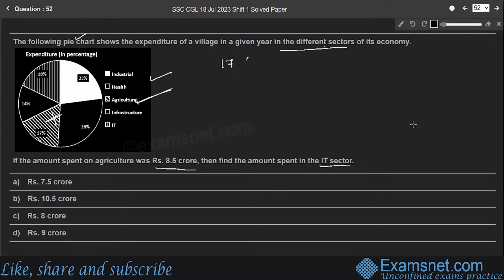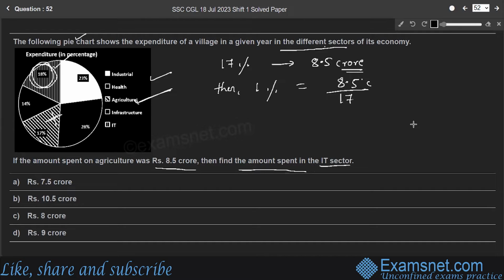Therefore, we can write 17% means 8.5 crore, right? Then what is the amount spent in the IT sector? So what is 18%, right? So what is the amount spent in the IT sector? So if 17% is nothing but 8.5 crore, then what is 1%? Then 1% is nothing but, so if 17% is 8.5 crore, so 8.5 crore by 17 gives, 17 into 5 is 85, therefore it is 0.5 crore, right? So 0.5 crore is nothing but 1%.